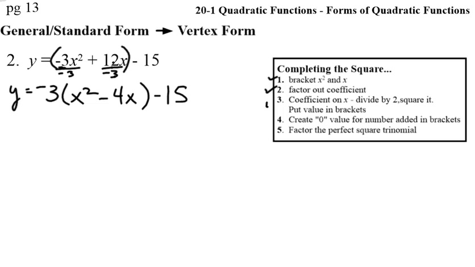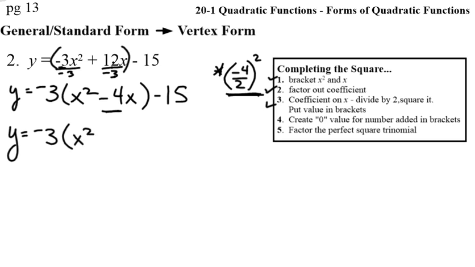Now, step 3 is our magic number. Take your x value, negative 4, divide it by 2, and square it. That's the new value that we want to put into the brackets. So we're going to go negative 3, bracket, x squared minus 4x, and our new value here, negative 4 divided by 2 is negative 2. Negative 2 squared is a positive 4. That gets added to the brackets, and we still have the negative 15 on the end.